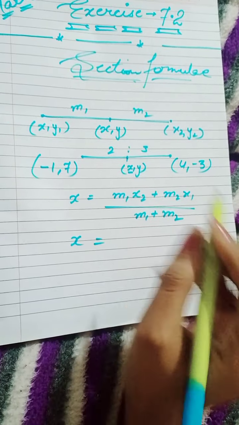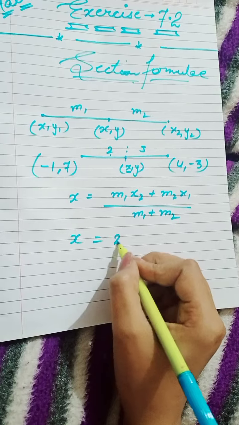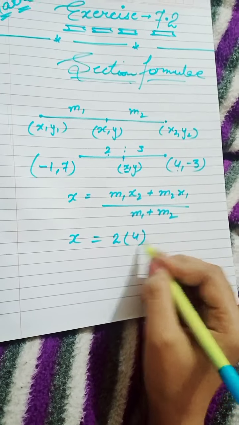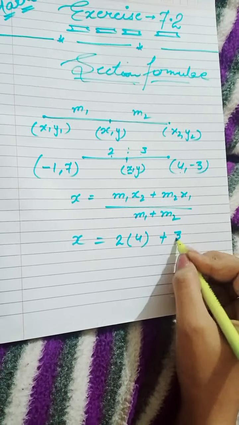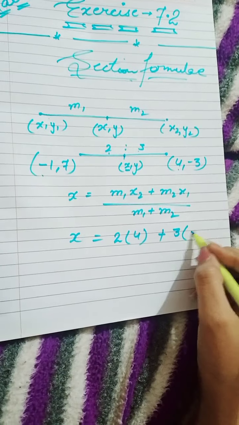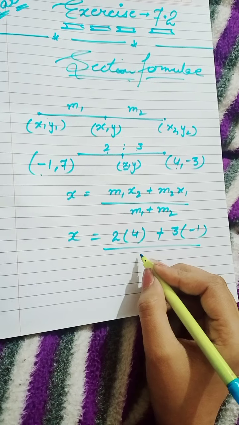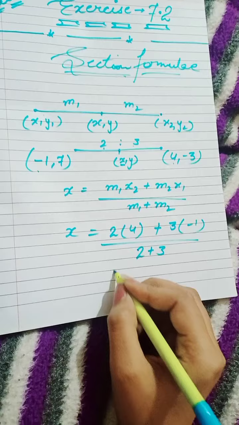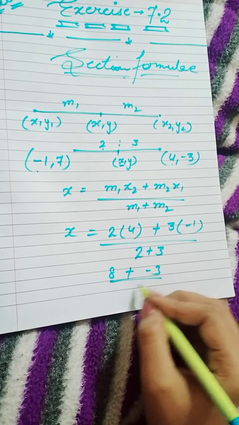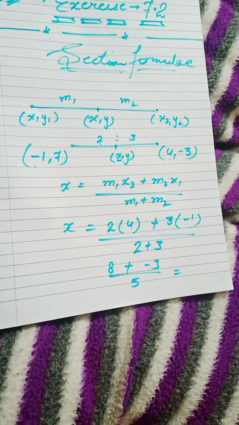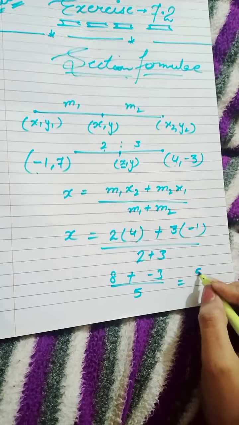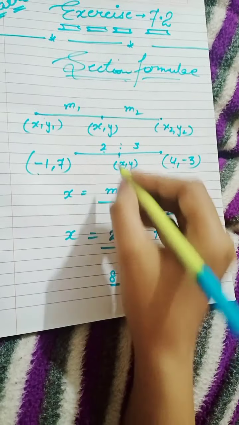So what would be the value of x? m1 is 2 over here. What is x2 over here? 4. m2 is 3, x1 is -1, divided by m1 plus m2, 2 plus 3. 4 2s are 8, minus 3, divided by 5. Okay, 8 minus 3 would be 5, 5 upon 5 would be 1. So value of x is 1.